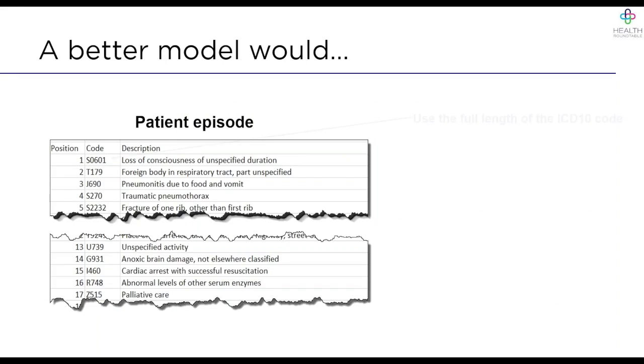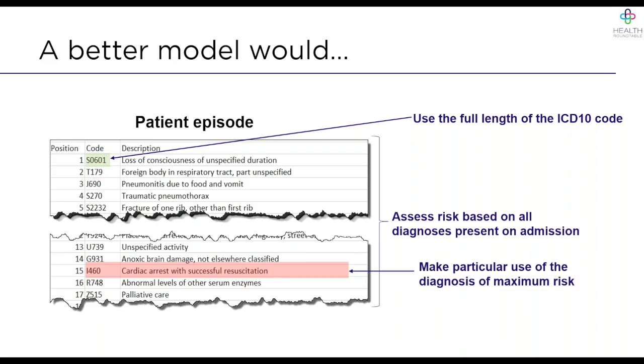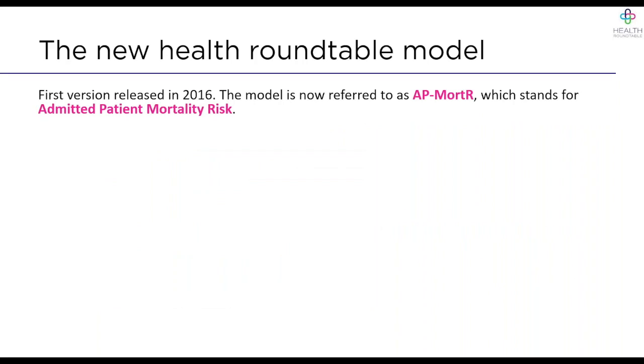So what would a better model look like? Well, we could use the full length of the ICD-10 code. We don't want to throw away information. We should assess risk based on all the diagnoses that were present on admission. And we should make particular use of the diagnosis of maximum risk. Which of all of these diagnoses was the one that was most likely to contribute to a patient's death?